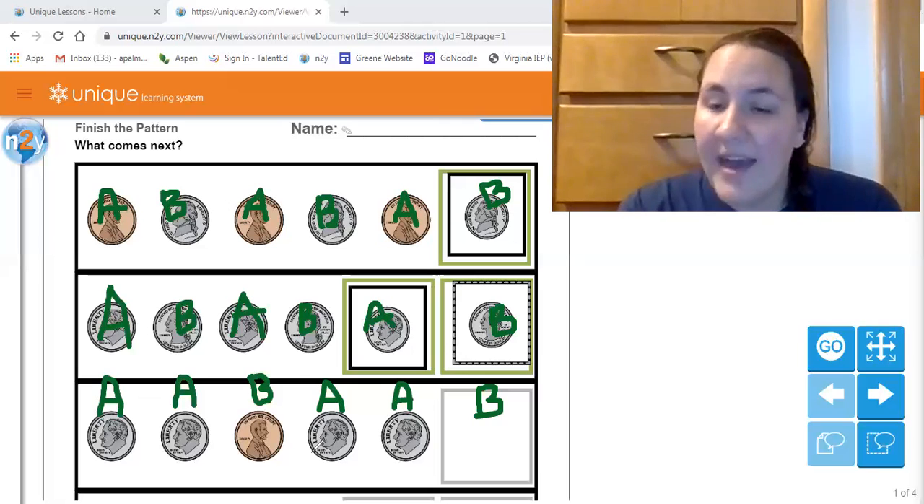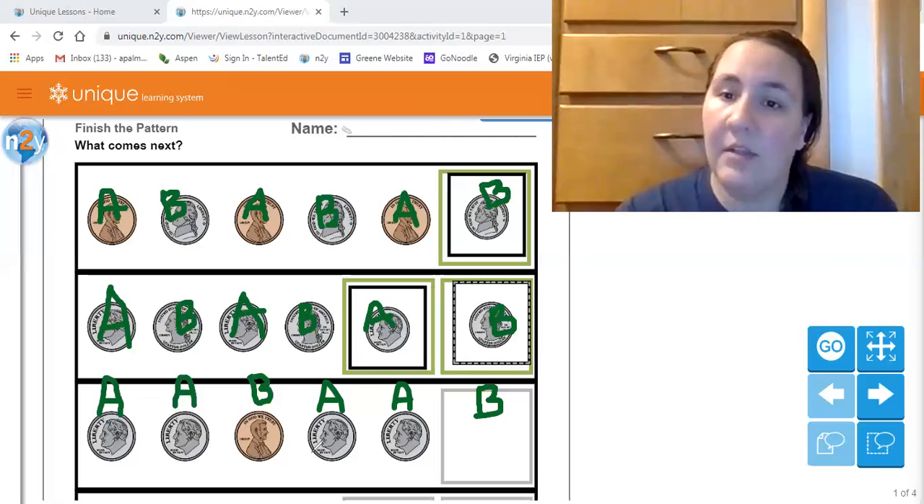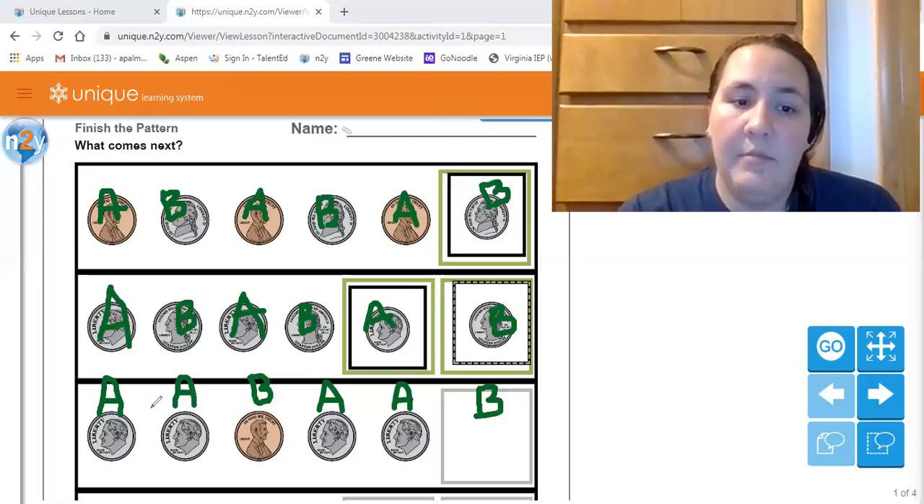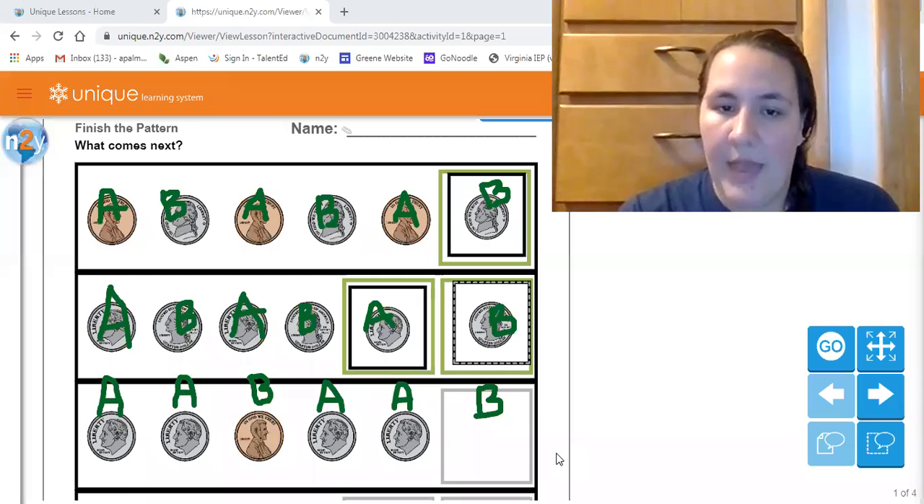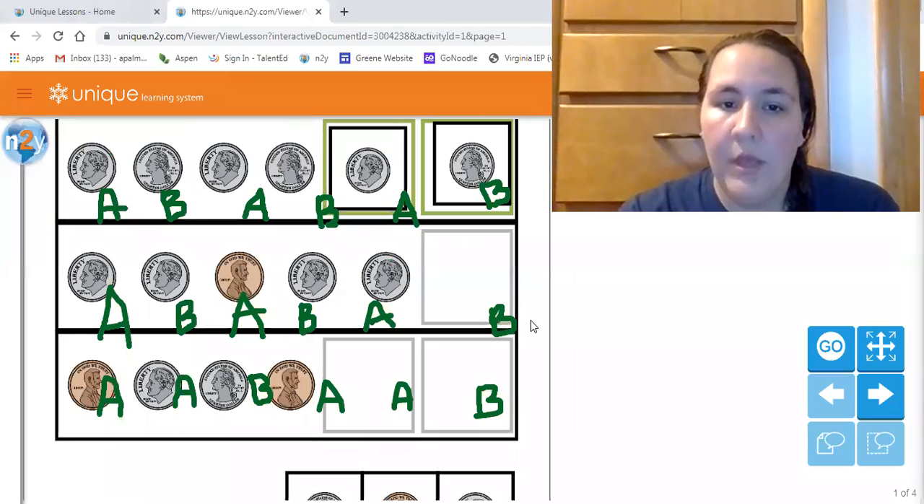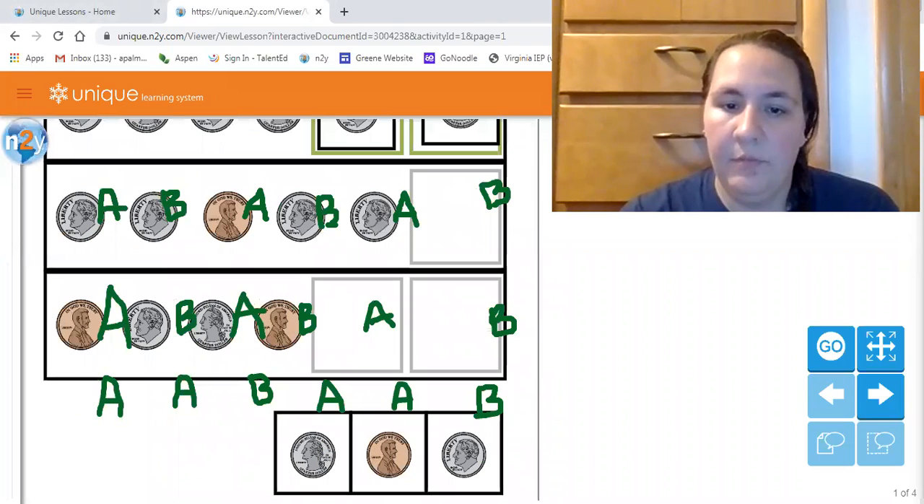So let's read our pattern and see if we can make a prediction and guess what comes next. Dime, dime, penny. Dime, dime. Good, I have lots of friends at home saying penny. So with your finger at home, can you touch the picture of the penny down here? Beautiful job.